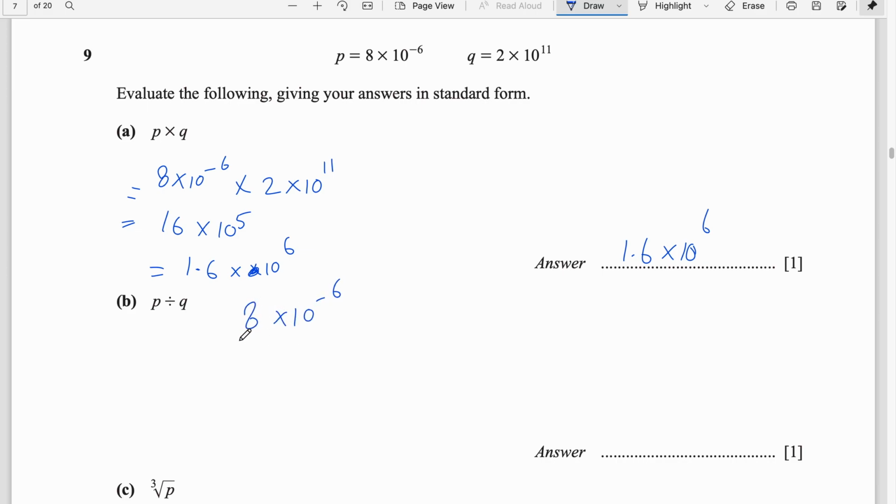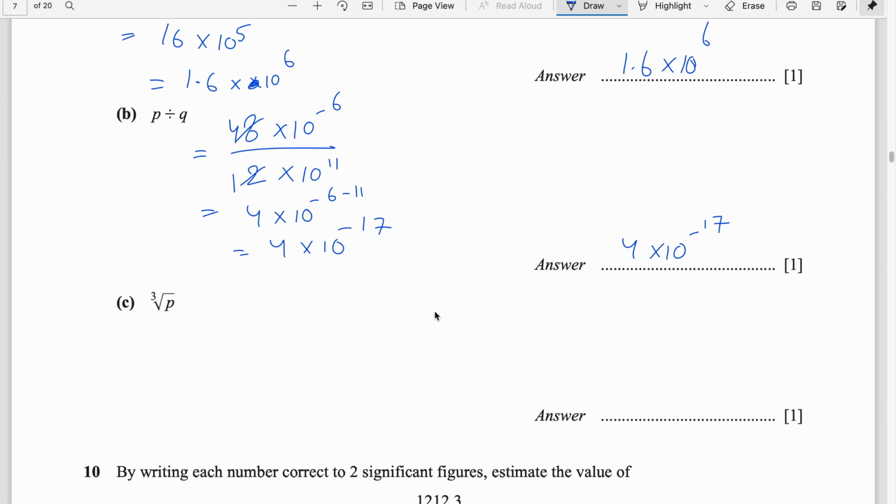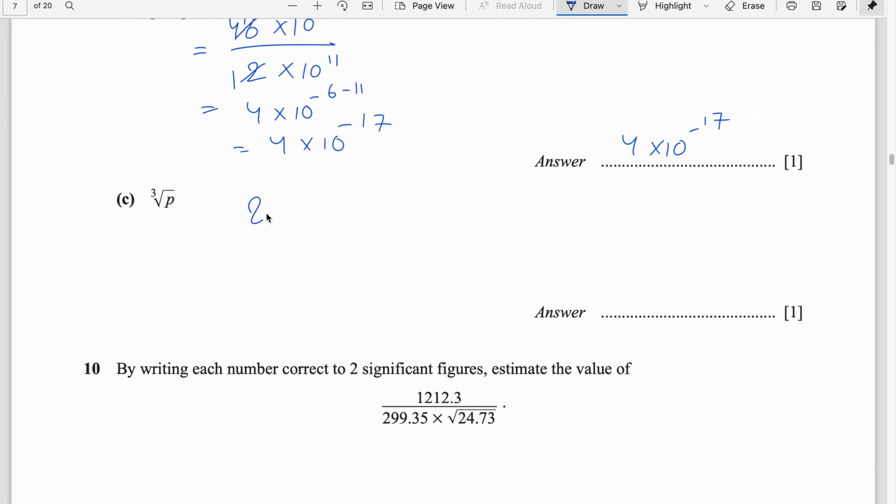P divided by Q. 8 into 10 raised to the power minus 6 divided by 2 into 10 raised to the power 11. 2 1 times, 2 4 times, 4 into 10 raised to the power, base is same, powers subtract in case of division, 4 into 10 raised to the power minus 17. C part is p cube, so value of p was 8 into 10 raised to the power minus 6, and cube root would mean 1 by 3. Cube root of 8 is 2. 6 divided by 3 is minus 2. 2 into 10 raised to the power minus 2.